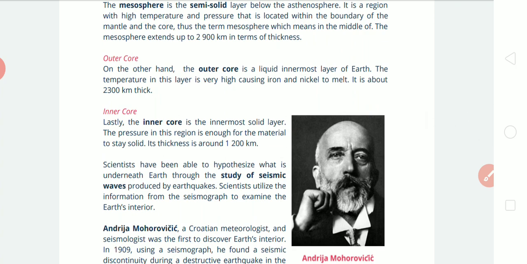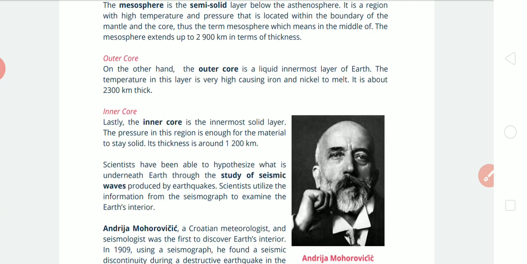Next one is the inner core. Inner core is the innermost solid layer. So if outer core is a liquid layer, now inner core is a solid layer. The pressure in this region is enough for the material to stay solid. So you may wonder, ma'am, nganong dili man liquid si inner core if ang outer core is liquid? So dapat same lang tapod sila, no?